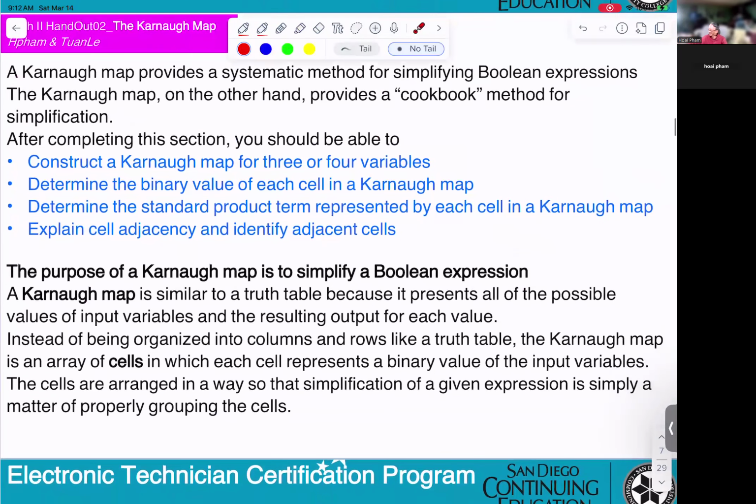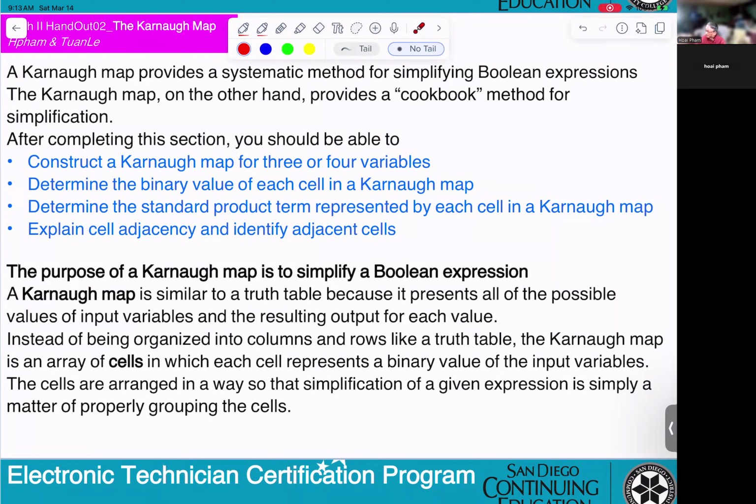But again, I'm telling you, now they're not using the K-map anymore. They're using Karnaugh. That's a new technique currently being used.